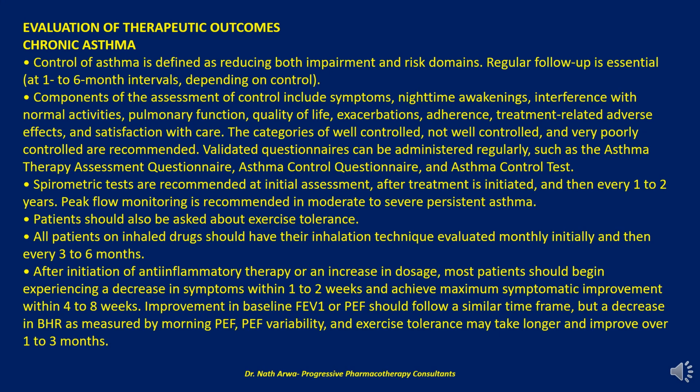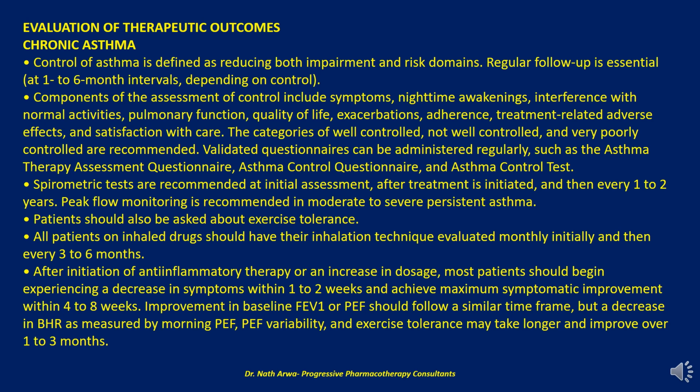Let's now discuss evaluation of therapeutic outcomes. We will begin with chronic asthma. 1. Control of asthma is defined as reducing both impairment and risk domains. Regular follow-up is essential, at 1 to 6 month intervals, depending on control.